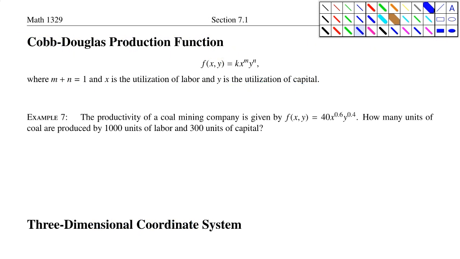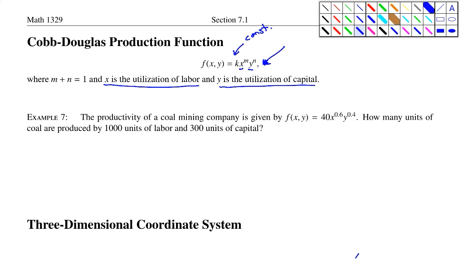Next up is the Cobb-Douglas production function. This is a function that looks like this in this format here. And it says, in this case, f of x comma y is equal to k times x to the m power times y to the n power. This k is some constant. That's a number. And then x and y are the following. X is the utilization of labor, and y is the utilization of capital.